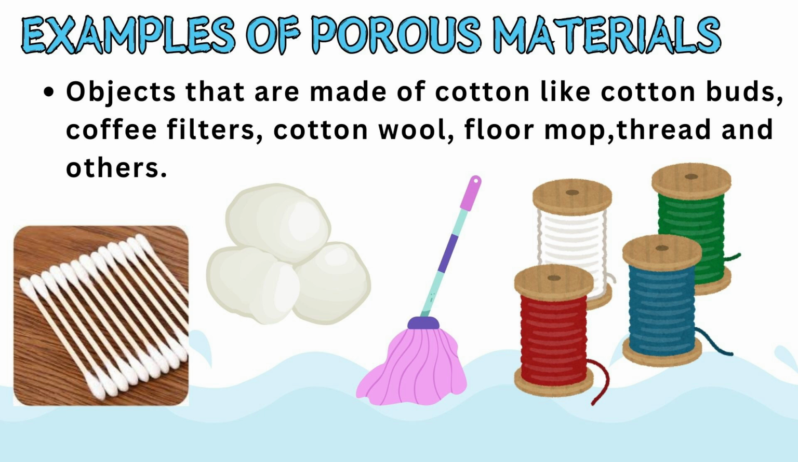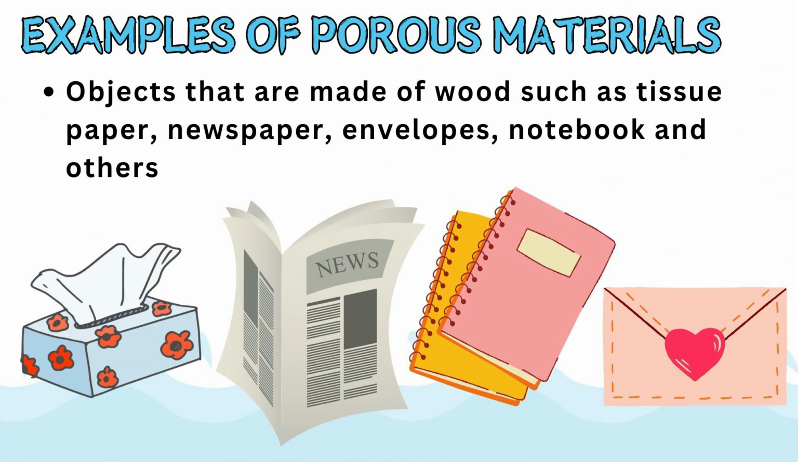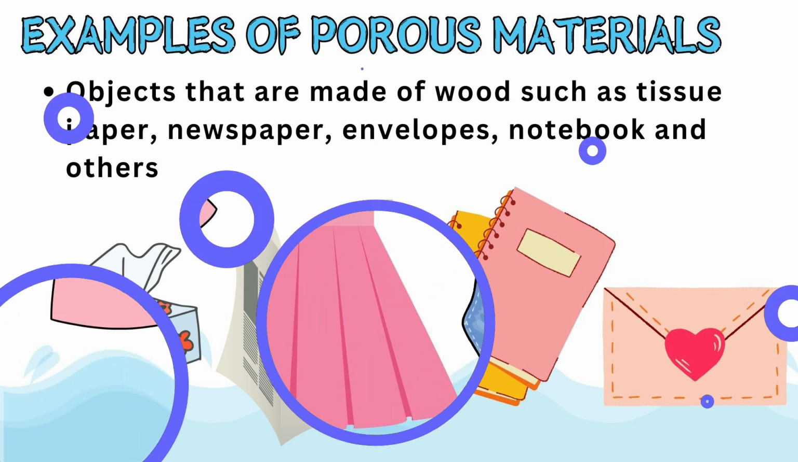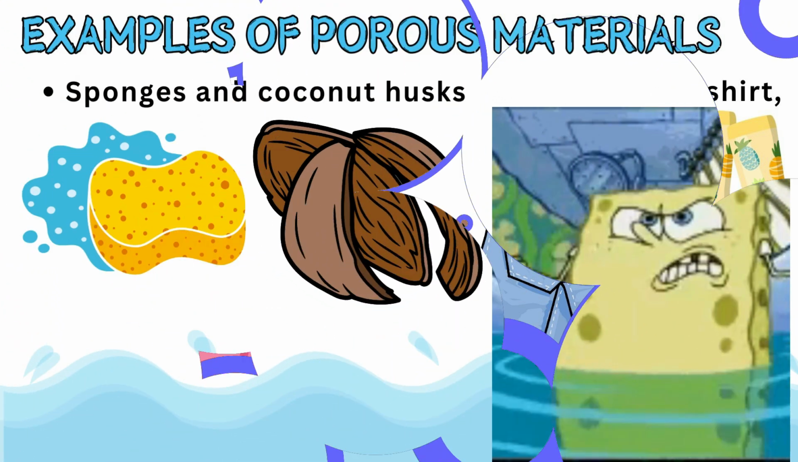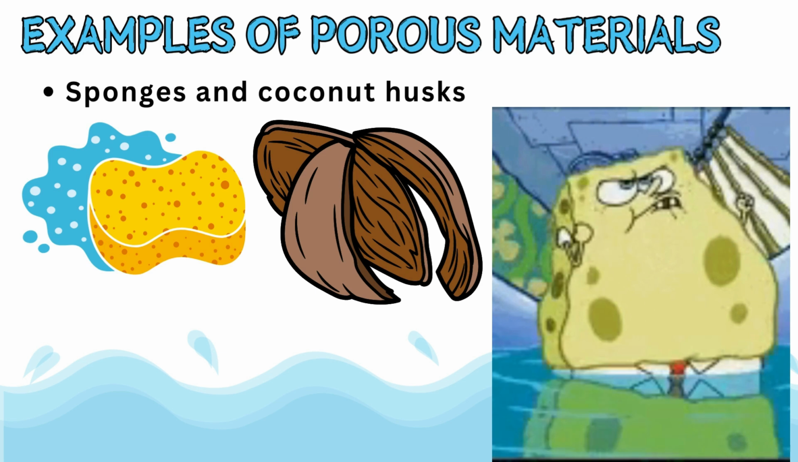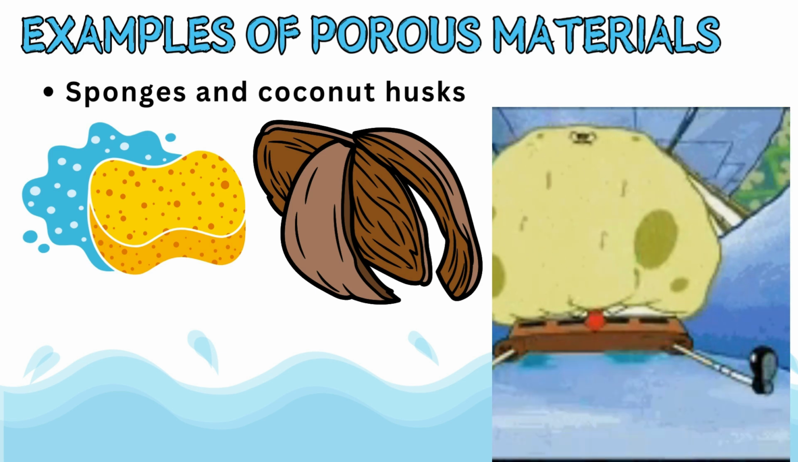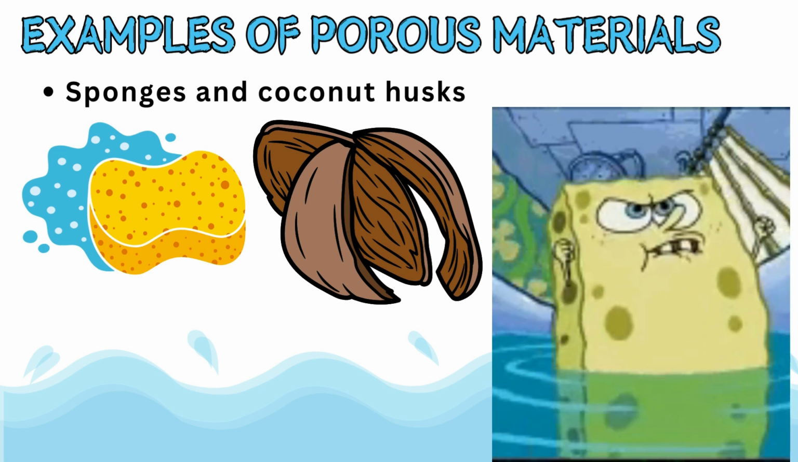Objects that are made of cotton, like cotton buds, coffee filters, cotton wool, floor mop, thread, and others. Objects that are made of wood, such as tissue paper, newspaper, envelopes, notebook, and others. Textile products that are made of cloth, like shirt, jeans, socks, skirt, carpet, and others. Another example is sponges and coconut husks. Now, can you give other examples of porous materials?